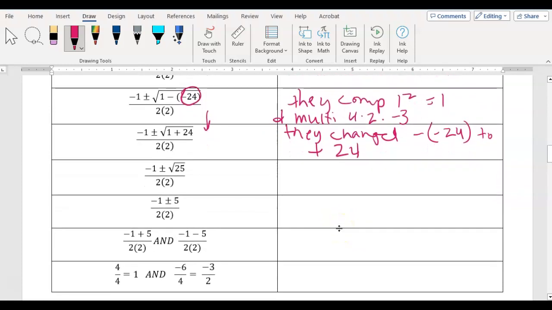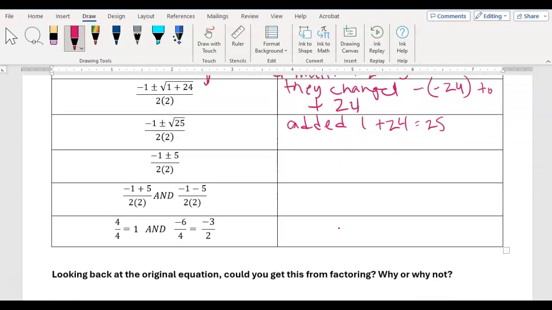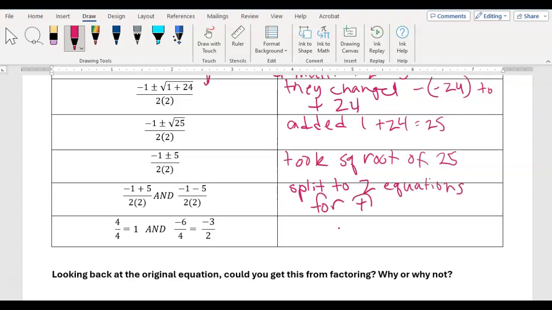And then in the next one, they added 1 plus 24, and you made it 25. Now here we go from 25 to 5, so they took the square root of 25, and then they split it into 2. And they split it into 2 because we have one situation where it's +5 and one situation where it's -5. So split into 2 equations for plus and minus. And we didn't have to do that in the other one because it was 0. Plus or minus 0 is going to be the same no matter what.